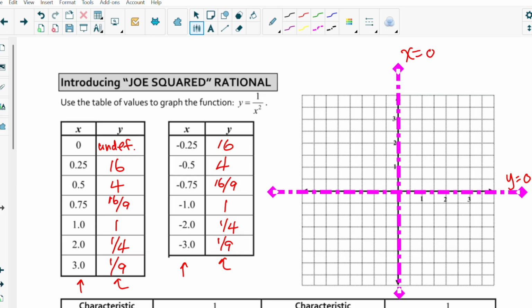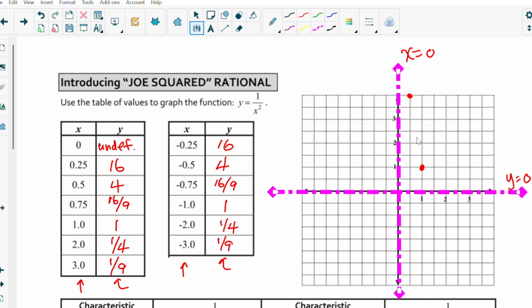Let's graph it now. 0.25 and 16. Let's go 0.5 and 4. That is on the graph there. Let's see, 1 and 1. I'm not going to graph every point, but I'll graph most of them. Let's do 0.75 and 16 ninths.